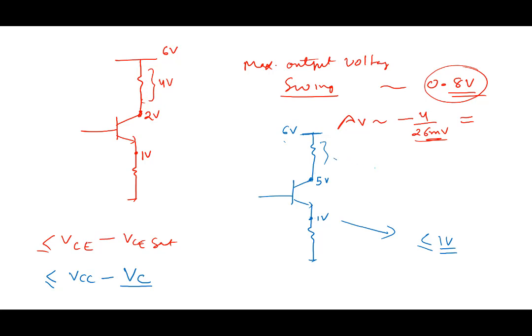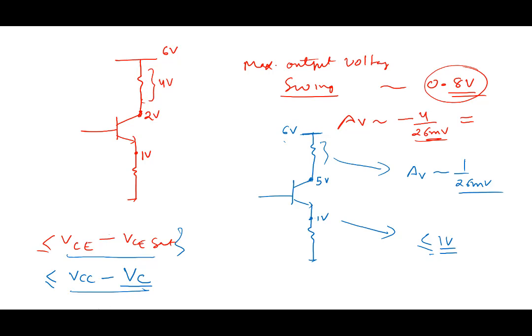And the person also lost the gain. The gain would be 1 by 26 millivolt. The person also lost the gain. Nothing is gained. You lost the gain also and you lost the swing also, because swing is not decided by this now. There are two factors. Either it is decided by this or it is decided by this, whichever one is minimum. So you defeat the purpose of putting it 5 and 1 here.